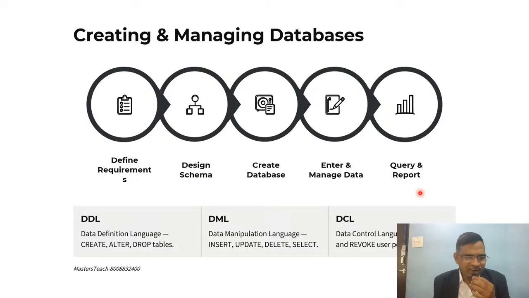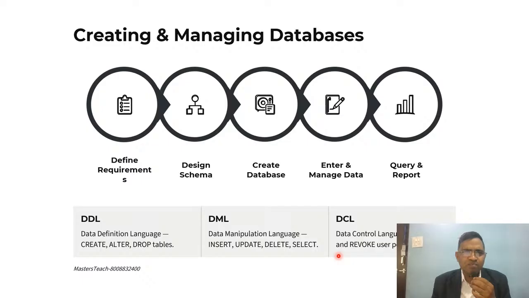How do you create a database system? First you define your requirements, then design it, then create the database, enter the data, and run queries. The languages we use: DDL, data definition language, with create, alter, drop. DML, data manipulation language, with insert, update, delete, and select. DCL, data control language, for example grant and revoke, for user permissions. These are the database languages.